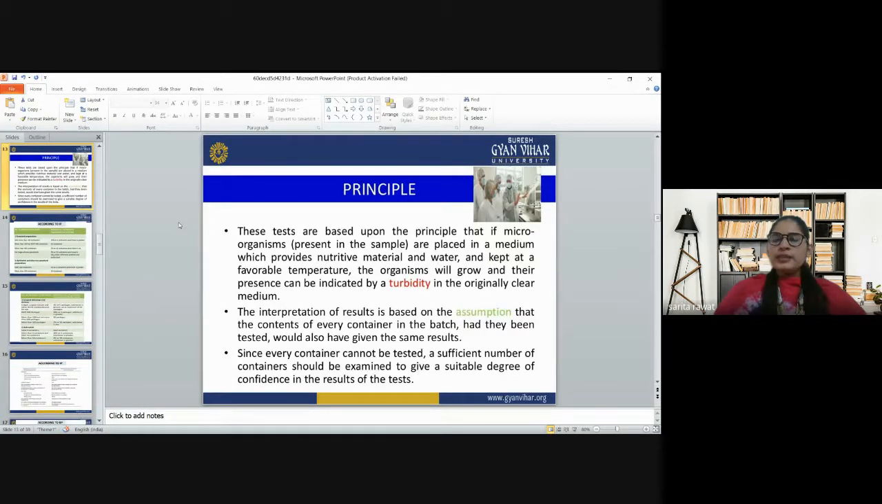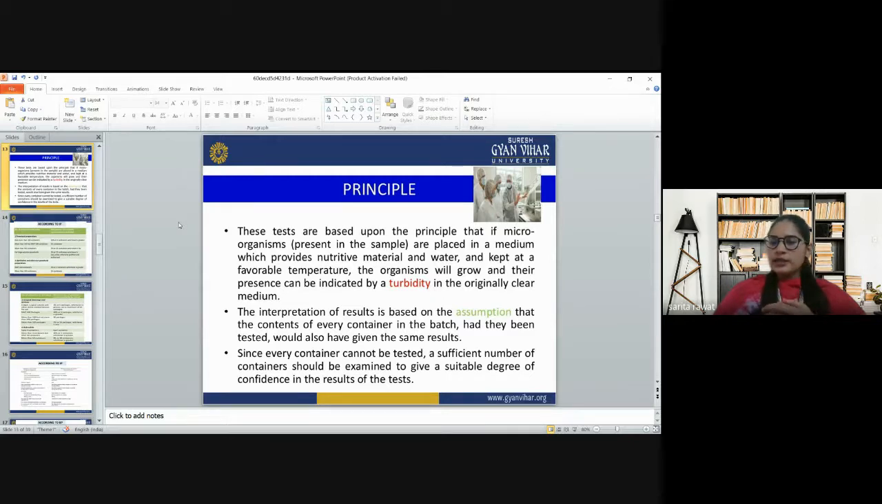Now, the principle of sterility testing is that these tests are based upon the principle that if microorganisms present in the sample are placed in a medium which provides nutrients, material and water and kept at a favorable temperature, the organisms will grow, and their presence can be indicated by a turbidity in the originally clear medium.